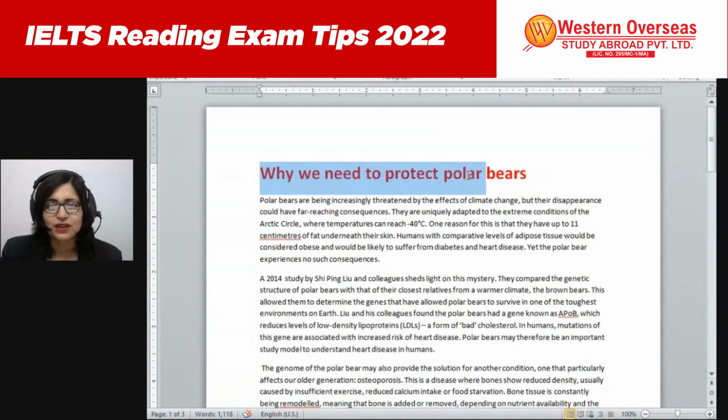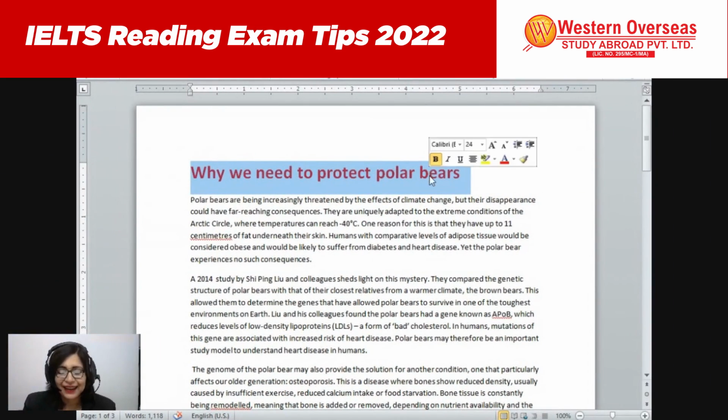Why we need to protect polar bears. Candidates, in reading, it is very important to understand the passage title. I always say, look at the title, understand the title, look at the subtitle, and then focus on the picture or any diagram, any map given in a passage. Please pay attention to it. Why? Because this will give you a glimpse of the paragraph.